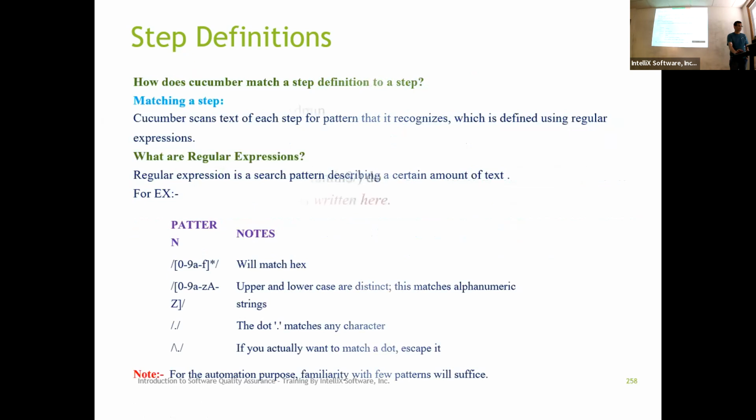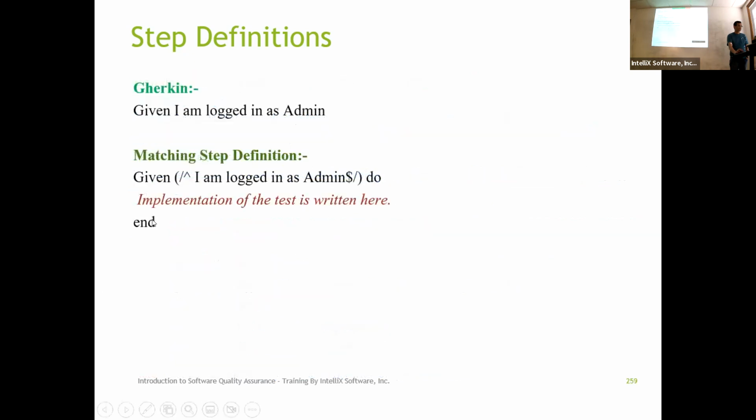Let's see if I have an example. Yeah, so this is what it looks like in Ruby programming. Given I am logged in as admin, if you have this step, Cucumber will use it, and whatever programming logic you write will be executed as part of this step. So the implementation of the Ruby code is written here. I think I should have said Ruby code instead of test. And this is your Gherkin step, which would be matching a step definition. Each step will have its step definition.